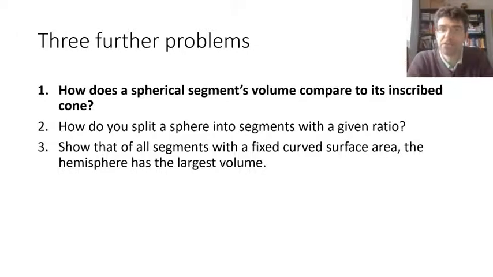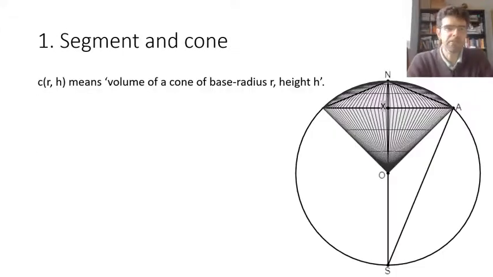What we're going to do next is look in some more detail at how Archimedes develops these results in some further problems about spherical segments. And the first of the three we're going to look at is, what is the ratio of a spherical segment to the cone that you can inscribe inside it? So if we start by focusing on segments that are less than a hemisphere, what we've got effectively is a sector, so joining up to the center, minus a cone.